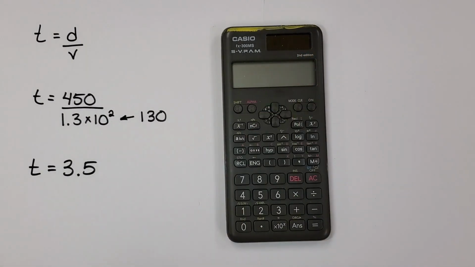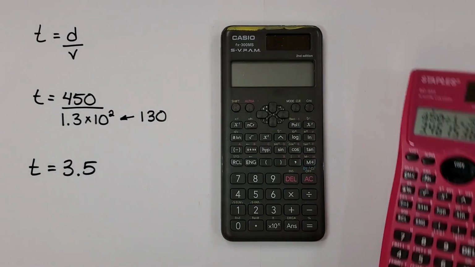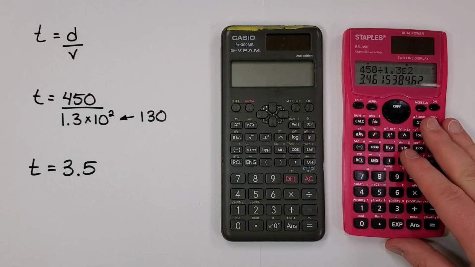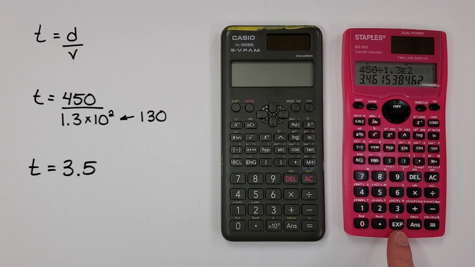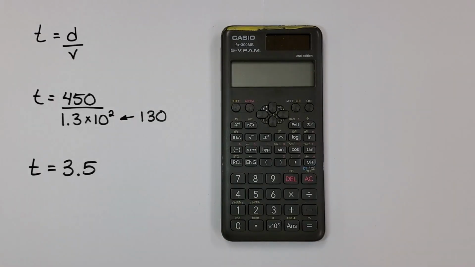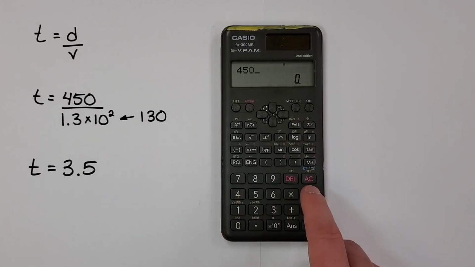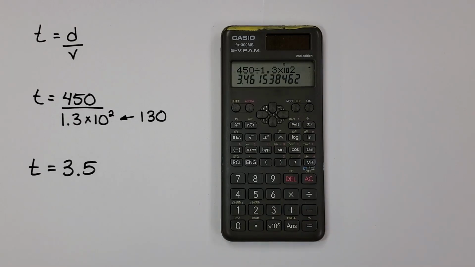We've got one last example here. Here we have a Casio, and it's kind of similar to the Staples brand calculator, where down at the bottom, instead of an EXP button, we've got a times 10 to the power of button. So we'll use that. Turn it on, 450 divided by 1.3 times 10 to the power of 2. And here we get our 3.5 again. So just try and make sure you use your specific calculator.